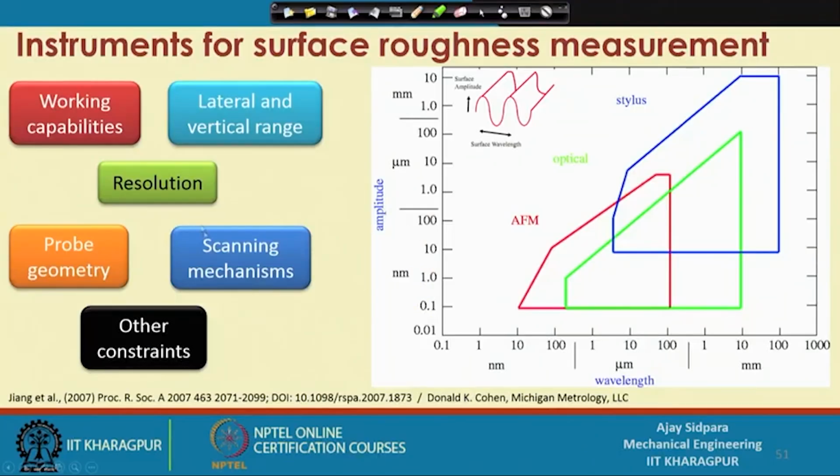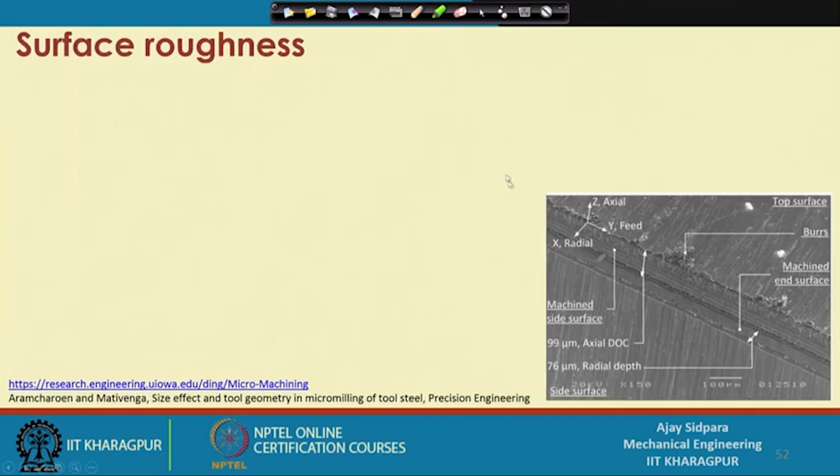So, we have seen this particular slide in the last class and these are the different properties or specifications of the instruments. Depending on your requirement you have to select this particular specification and then select the instrument which we are going to use. So, what things are there in surface roughness? The surface roughness damage is mostly done by the forces, because if you see this particular figure here, you are getting burrs.